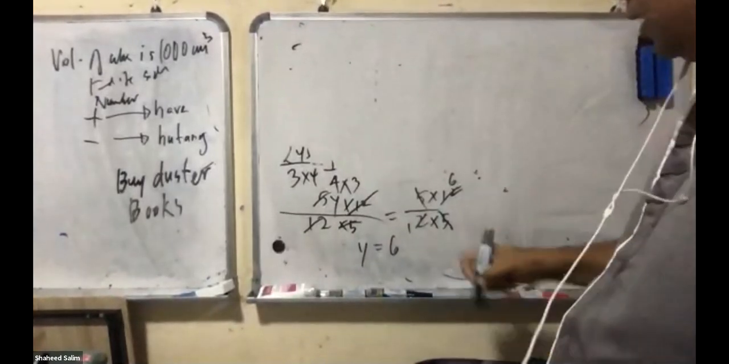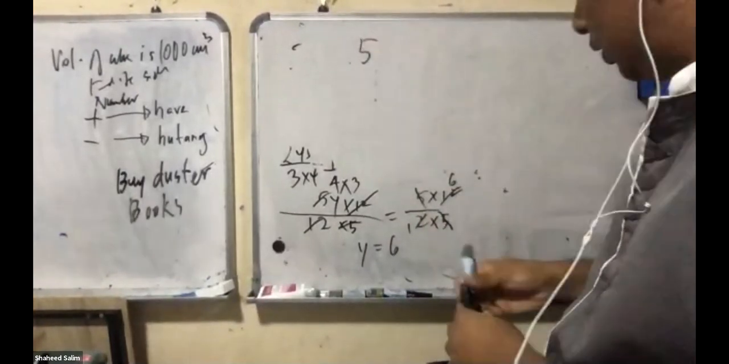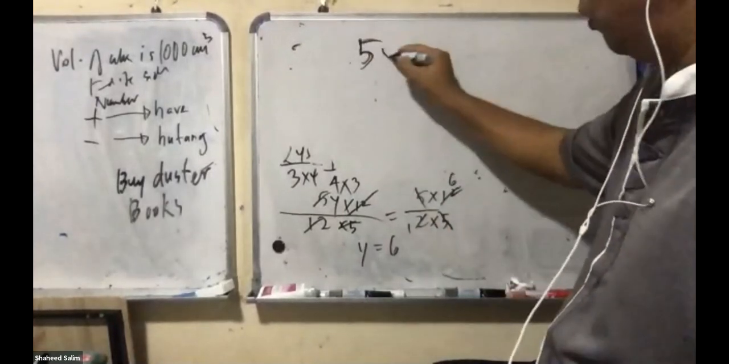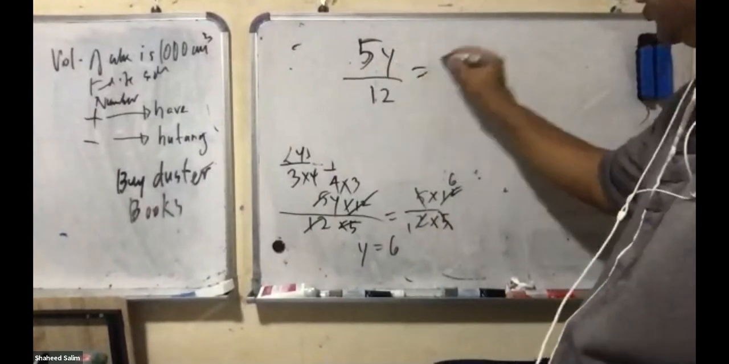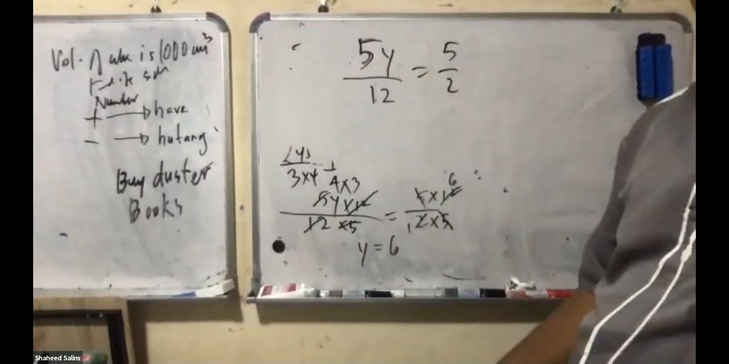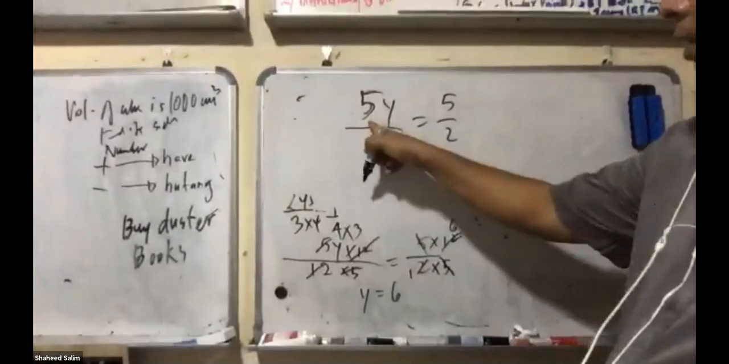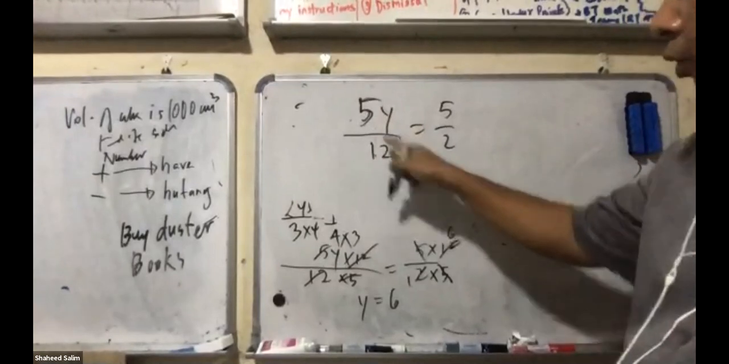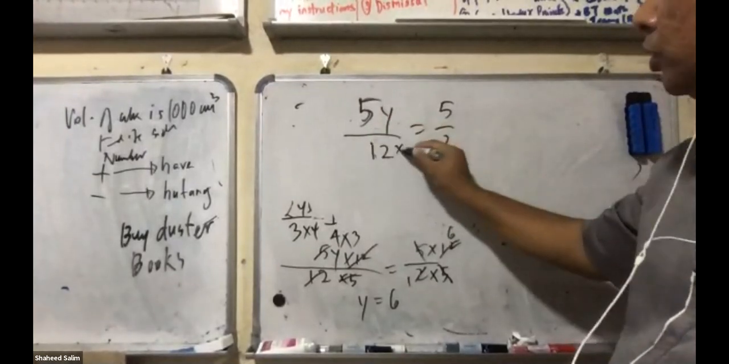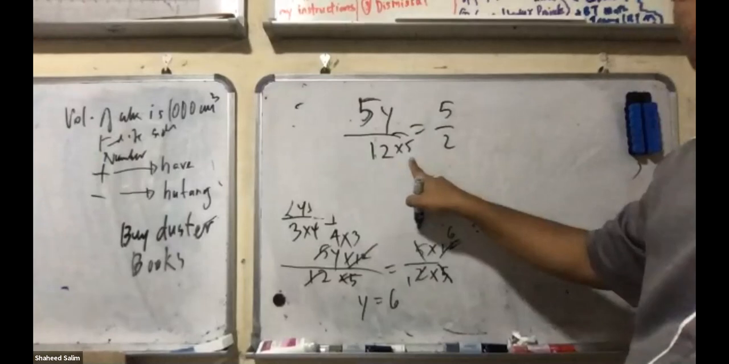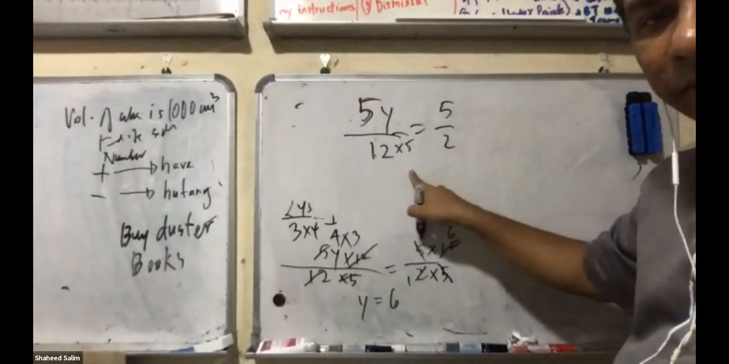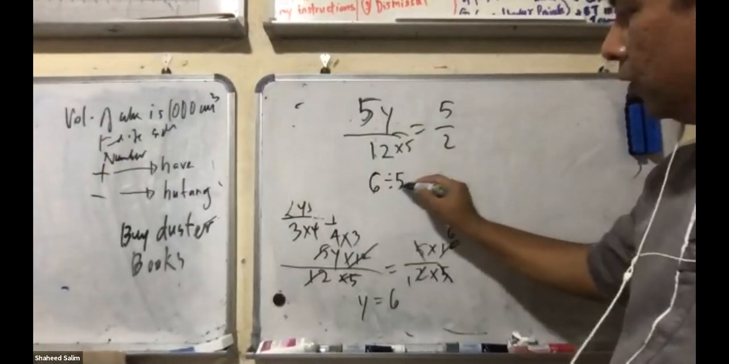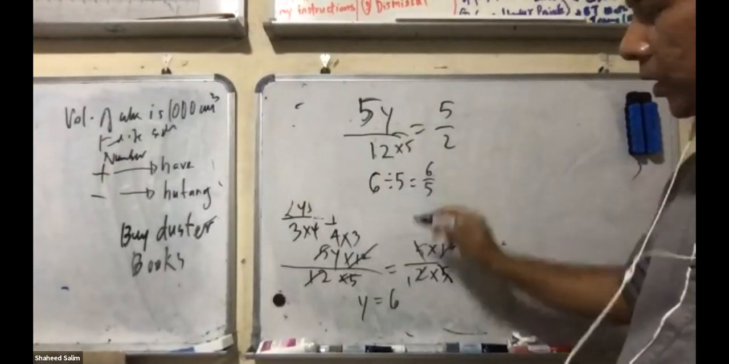Okay, now you have 5y over 12 equals to 5 over 2. You want to get rid of 5. Okay, you can divide by 5, correct? Divide by 5 means you put it at the bottom. This means to divide by 5. You see, if I put 6 divided by 5, I can write it like that, or I can also write it like that. Can you see that?